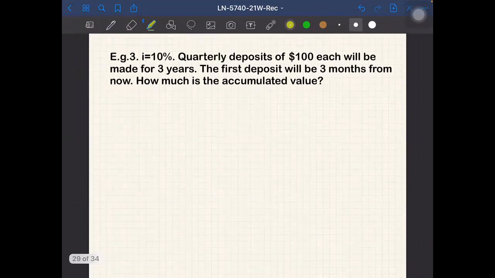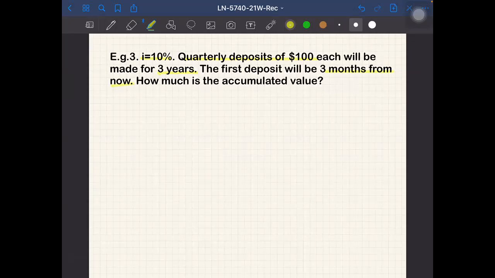Hi, this is example 3 for the time diagram. Suppose that the annual effective interest rate i is equal to 10%, and quarterly deposits of $100 each will be made for 3 years. That means we have a total of 12 deposits. The first deposit will be 3 months from now, and how much is the accumulated value?